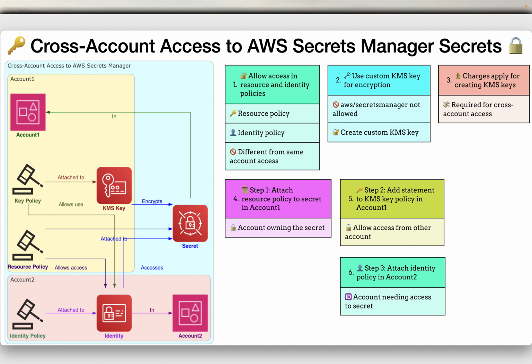And finally you have step 3, you attach an identity policy in account 2. So finally you must attach an identity policy to the identity in the account that needs access to the secret. So this is in account 2. In account 2 you only do one step, which is to add an identity policy, and this identity policy will tell what a user, group or role can do, and here you add that the user, group or role can access account 1 and access this particular secret.